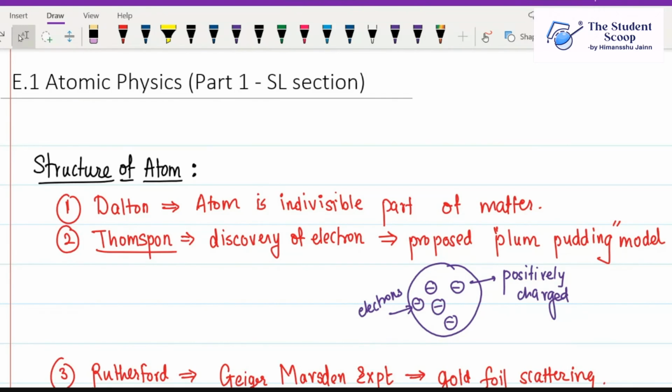So hello everyone. We are going to start with section E in this particular video, and so E1, that is atomic physics. We are going to cover only the SL part in this video. So first is the structure of atom.